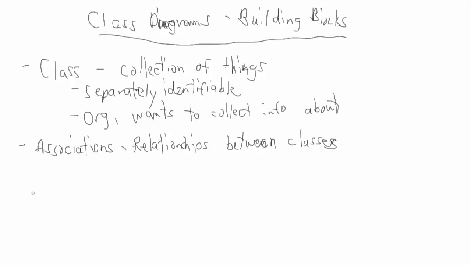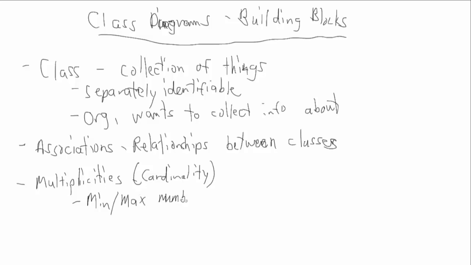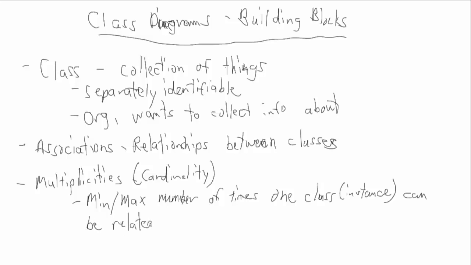So we've got classes, we were starting to figure out how they're related to each other. And then in these relationships, we've got what are called multiplicities. Multiplicities are basically what used to be called cardinalities. Basically the number of items that can be related to another. So for multiplicities, we can not only relate how many, but we can basically define the minimum and the maximum number of times one class instance can be related to instances in another class.